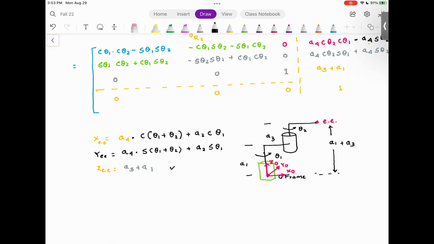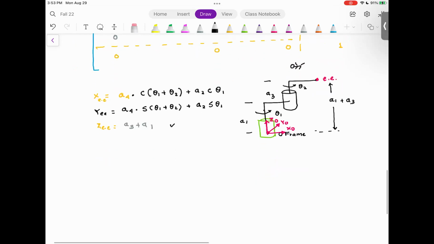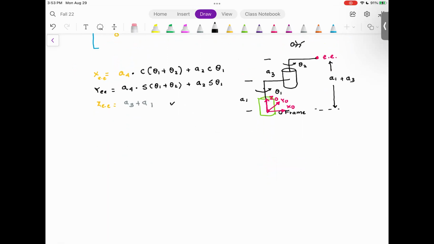Now what about X end effector and Y end effector? For that, let's be a little creative. Now what I want you to do is look from the top, and I want to assume a non-zero Z rotation. So if you are looking from the top, this is what you'll observe. You will see this is X0. This is Y0. This is going to be your first frame.